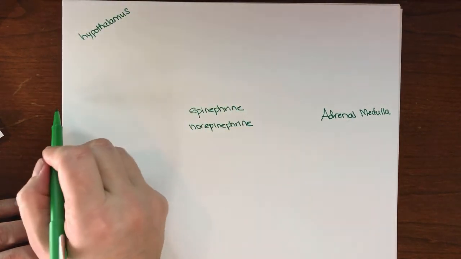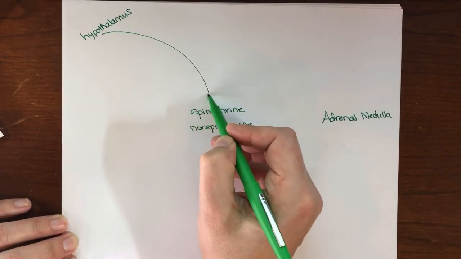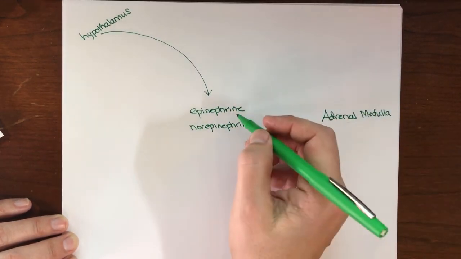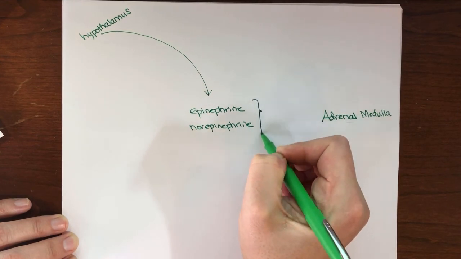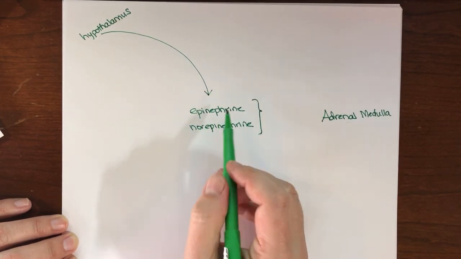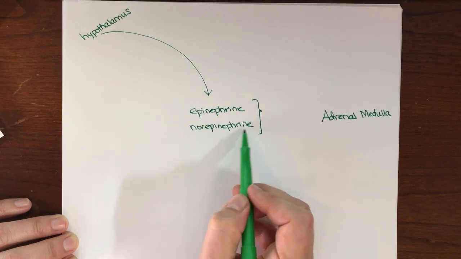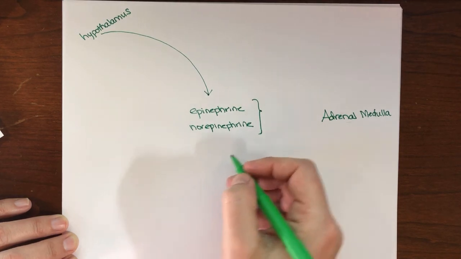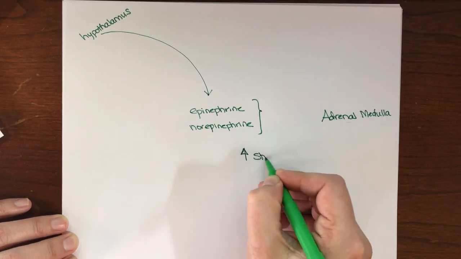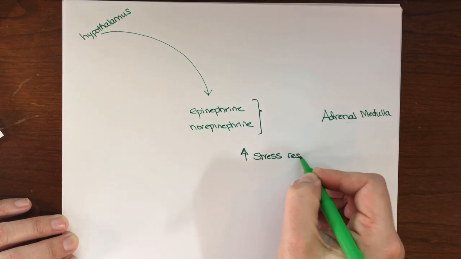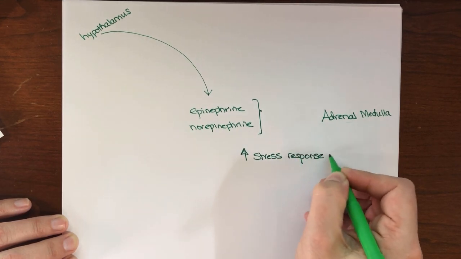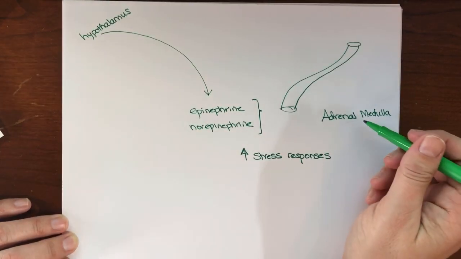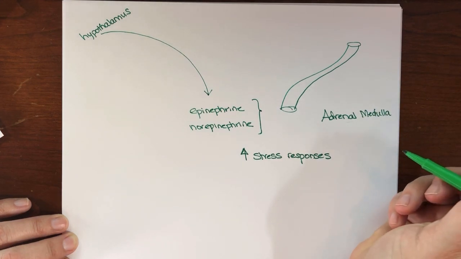In times of stress, the hypothalamus is going to directly innervate the adrenal medulla. The adrenal medulla will secrete these two hormones. You may have heard of these hormones as adrenaline and noradrenaline. These are your fight or flight hormones. They serve to upregulate your stress responses in an emergency situation. Because they are secreted directly into the bloodstream, the adrenal medulla is considered part of the endocrine system, not the nervous system.